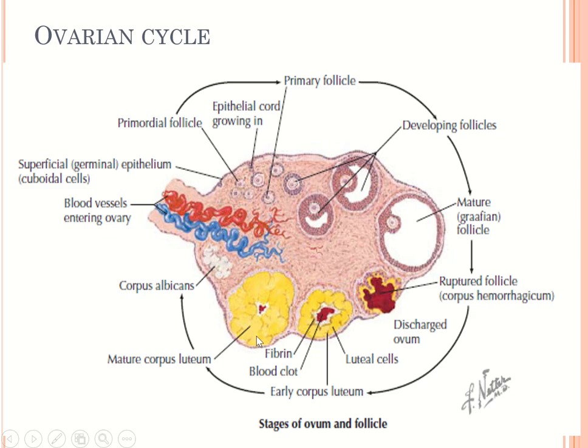After that, this mature corpus luteum, if there is no further hormonal support, undergoes change into corpus albicans. This happens mainly if there is no fertilization. If the sperm entry is not there, the ovum will fall off, and this corpus luteum will finally form corpus albicans. Finally, the hormonal support is lost. And remember, this corpus luteum is the one which mainly produces progesterone.